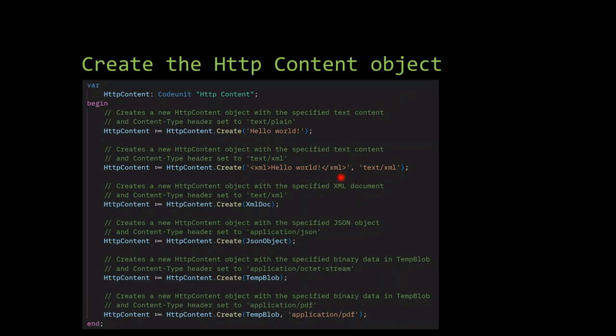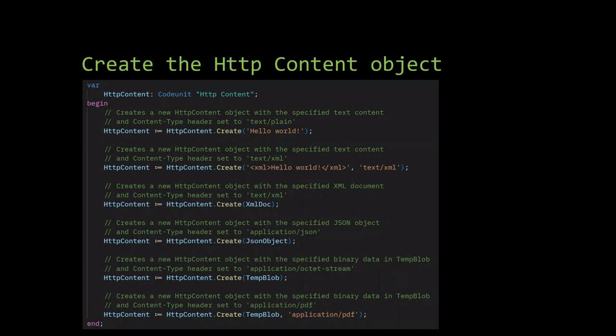Now, if you pass in not text, but you pass in an XML document, then it will automatically set the content type header to text/XML. If you pass in a JSON object, it will automatically be application/JSON. If you pass in a template, it will automatically take the content of the template, the binary content, and set the content type header to application/octet-stream. But hey, if there was a PDF in a template, of course the code would not recognize that, but you simply add that as the parameter here. Hey, this is not octet-stream, this is application/PDF.